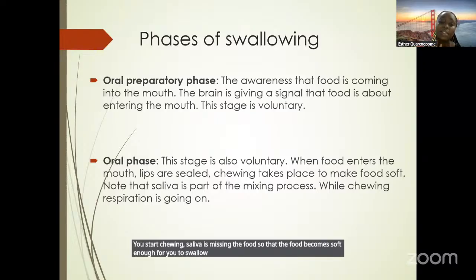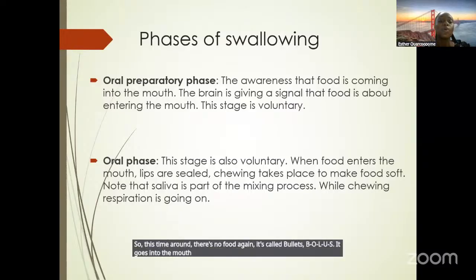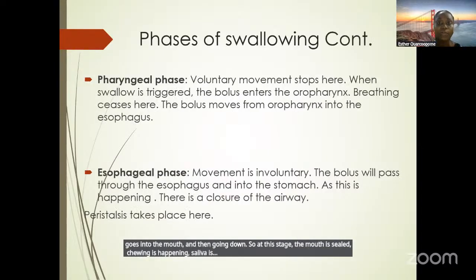So at this phase, this is what happens. Your food is turned into a bolus. So this time around, it's not food again, it's called bolus. It goes into the mouth and then going down. So at this stage, the mouth is sealed, chewing is happening, saliva is mixing the food for it to go down easily.